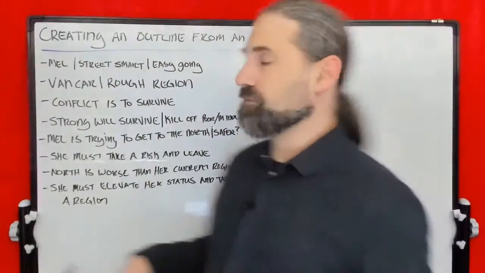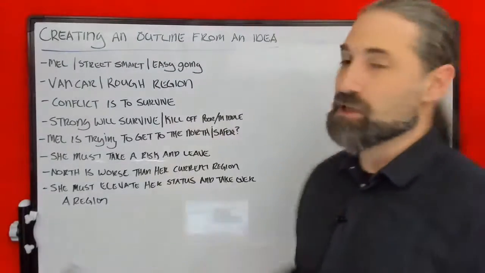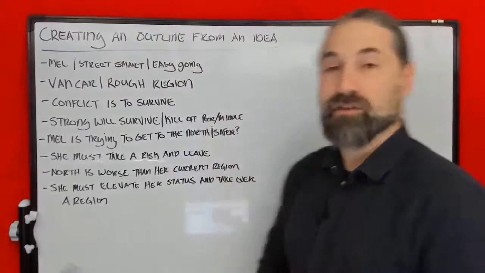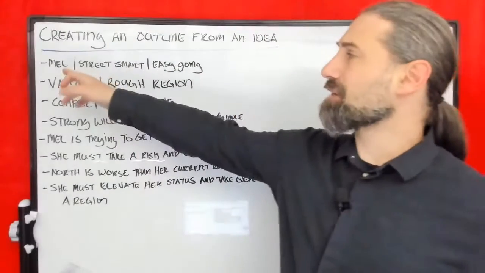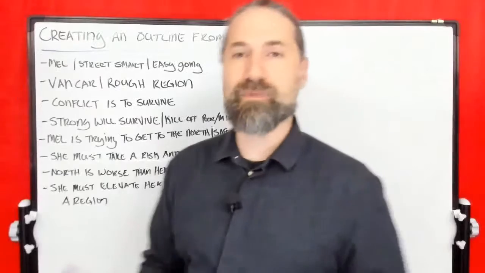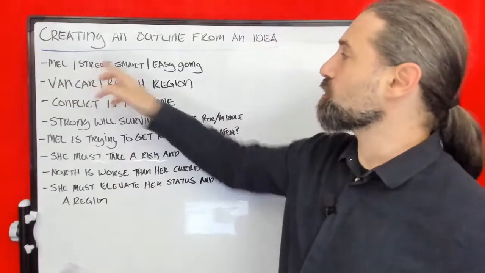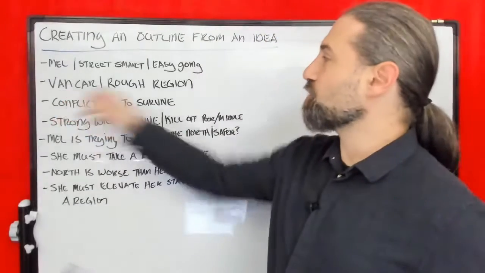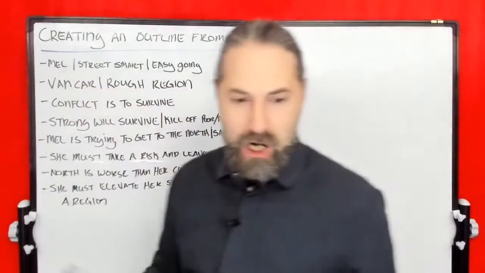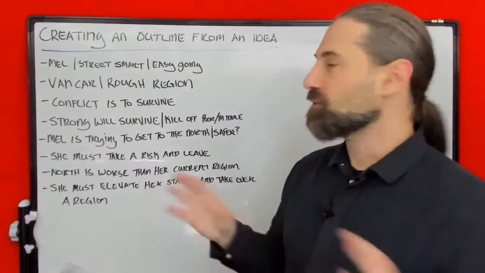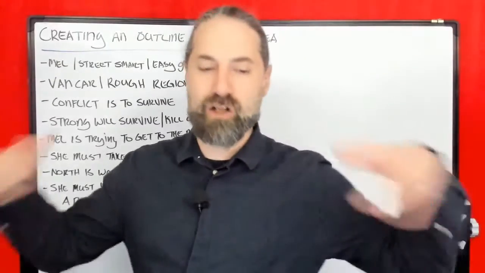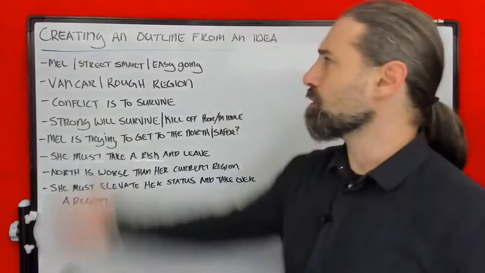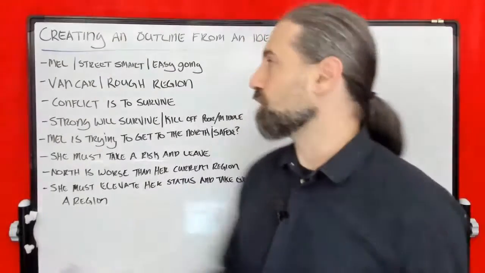Okay, let's go over some of the notes just so we know what's happening before we get into what we need to do to create an outline from an idea. So we have a character named Mel. We decided that Mel is going to be a she. All right, so she is street smart. She's easygoing. She's from the rough region of Vancouver. So we've established this is a whole new world. We're not limited by Earth's responsibility, right? So it doesn't even matter, right? Mel could be blue for all we care.